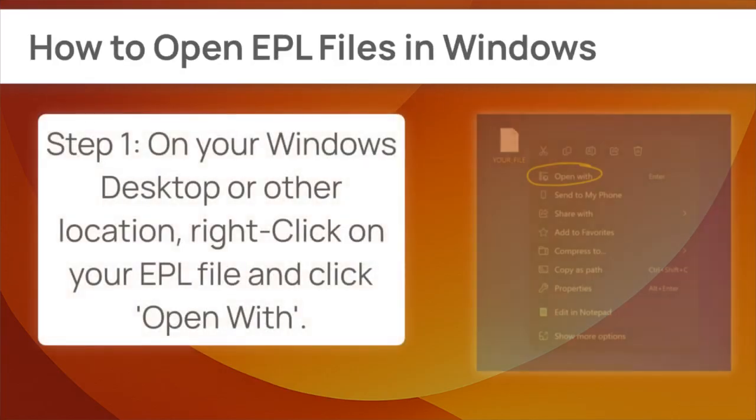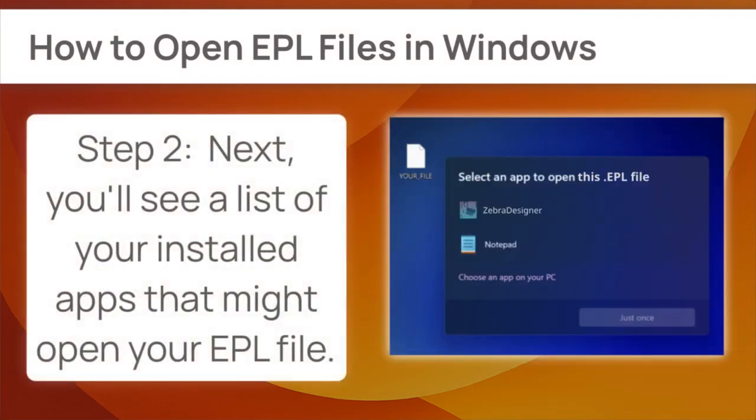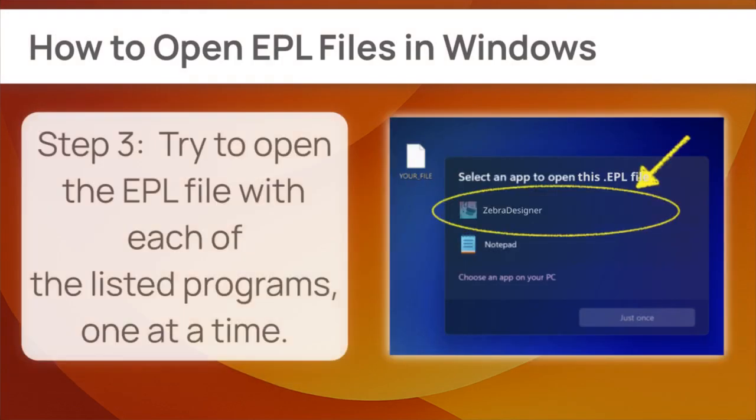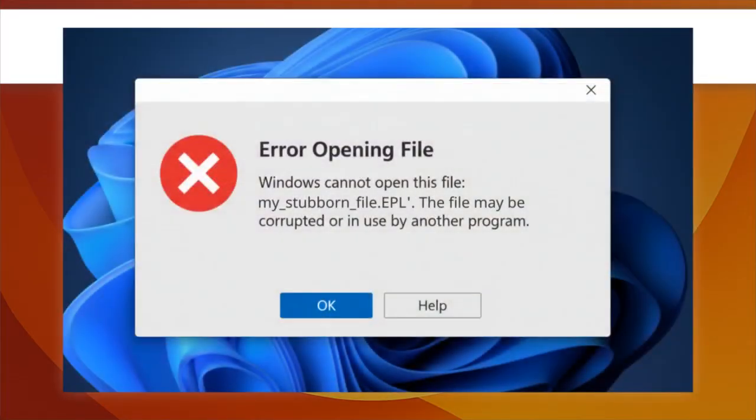Let's check the software compatibility matrix. Right-click your EPL file, then click Open with. Test Zebra Designer if you see it. If it fails, select the next program. This systematic testing is key. If your EPL file isn't cooperating, don't worry.